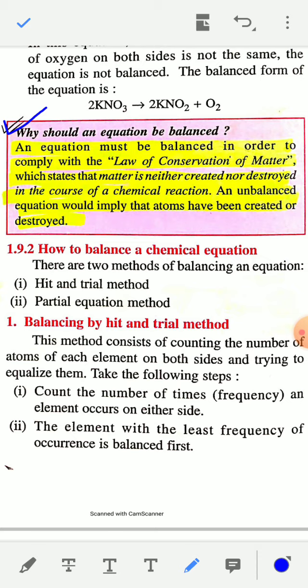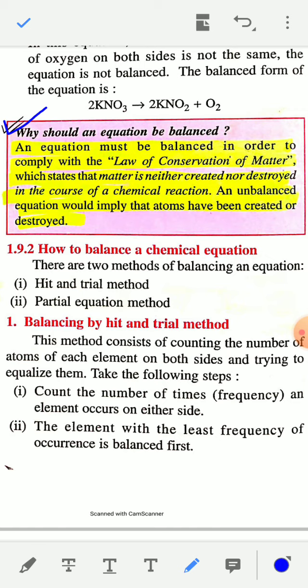This is because according to the law of conservation of matter or mass, you have to balance the chemical equation. Otherwise, an unbalanced chemical equation violates the law of conservation of mass. The law of conservation of mass states that matter is neither created nor destroyed in the course of a chemical reaction. An unbalanced chemical equation would imply that atoms have been created or destroyed. That's why an unbalanced chemical equation violates the law of conservation of mass.